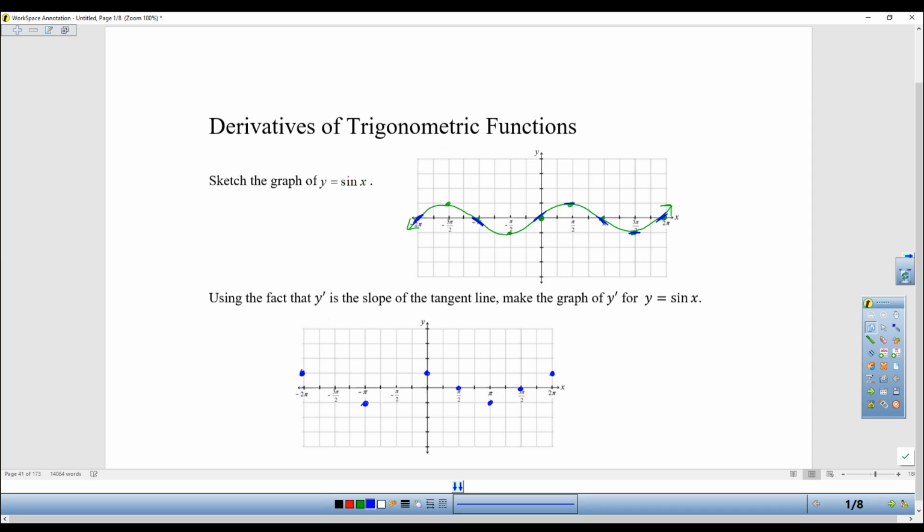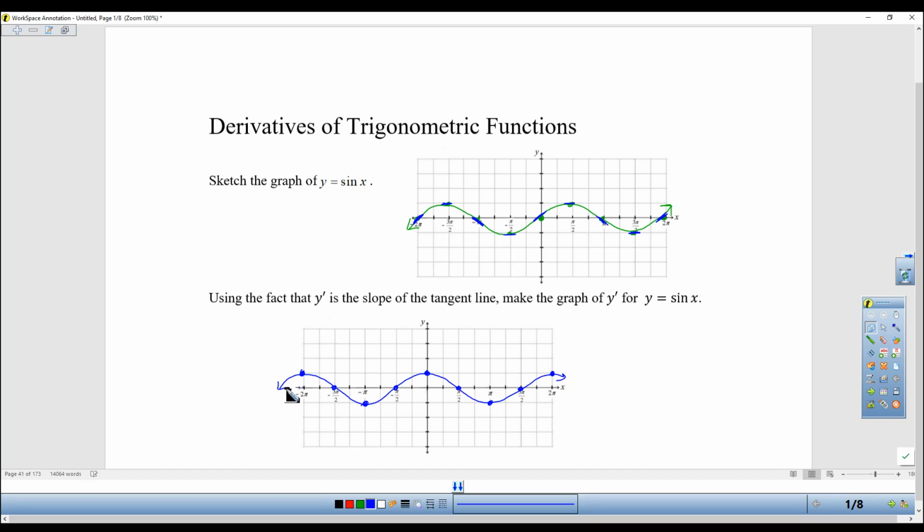So what I'm doing is I'm making a graph of all the slopes. At -pi halves, the slope is 0. At -3 pi halves, the slope is 0. And I'm sure you already see it. What do I end up with? I end up with the graph of cosine.